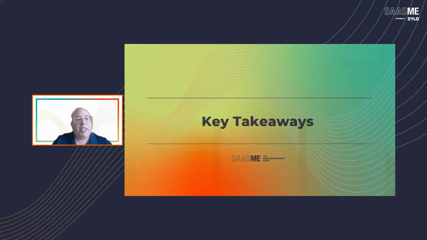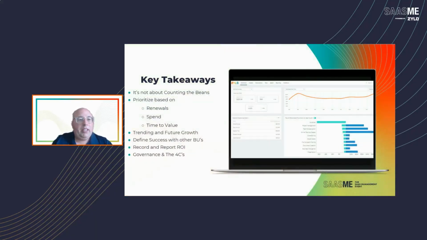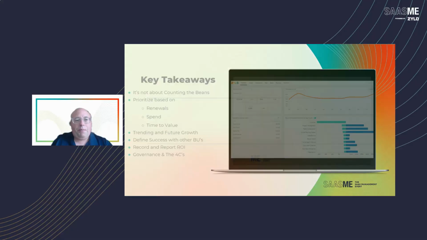All right, key takeaways as we wrap up here really quickly. It's not about counting the beans. Prioritize based on your renewals, your spend, and your time to value. Look for trending and future growth, plan for it. Define success with other BUs. Establish those relationships with InfoSec, with finance, with HR. Record and report your ROI at all times. And finally, just remember the governance and the 4 C's. We definitely want you all to be confident as you go forward on this journey with SaaS optimization.